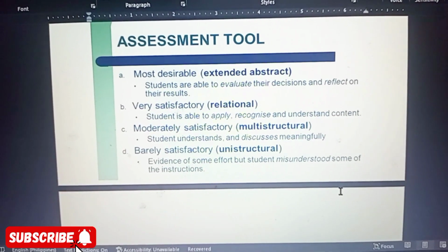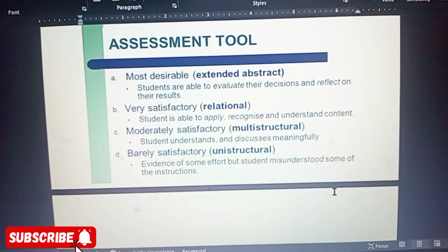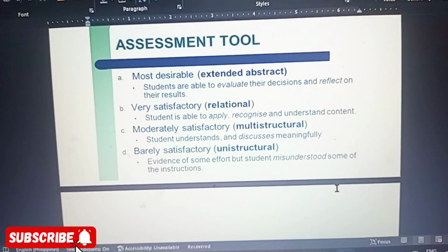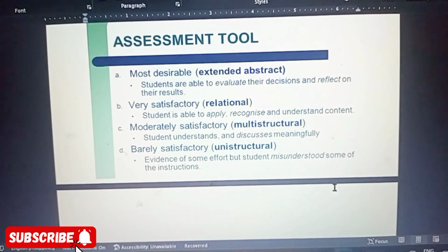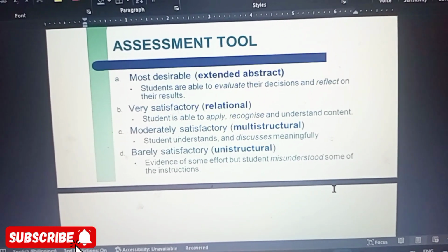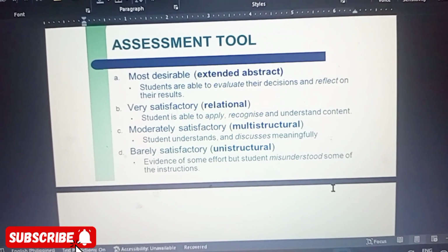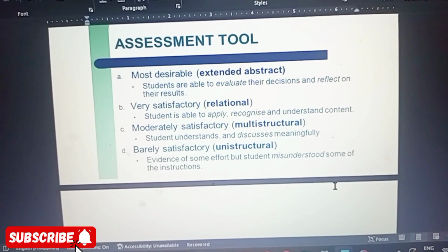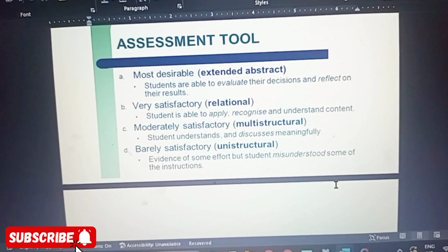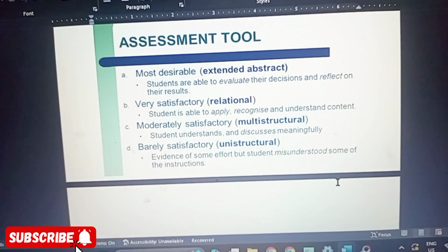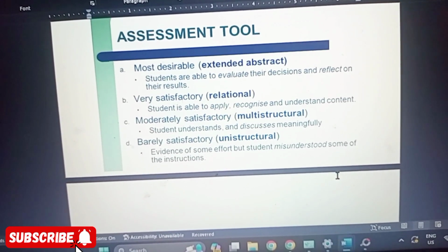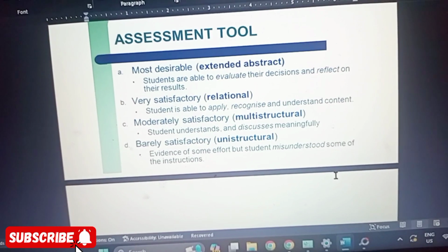So again, the assessment tool: A, the most desirable, is the extended abstract. Why? Because the students are able to evaluate their decisions and reflect on the results. The very satisfactory is relational. The students are able to apply, recognize, and understand content. C, moderately satisfactory, is the multi-structural. Why? The students understand and discuss meaningfully. Barely satisfactory, the unistructural: evidence of some effort, but the student misunderstood some of the instructions. So yes, there is learning, and that is evident, but the student misunderstood some of the instructions.